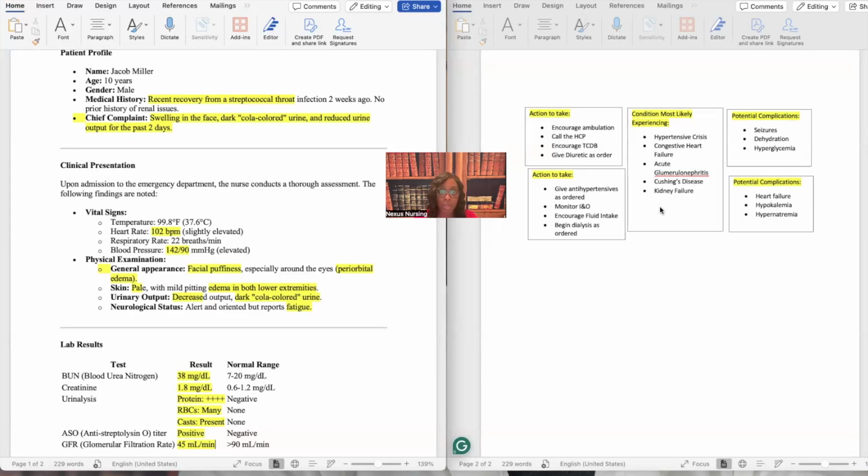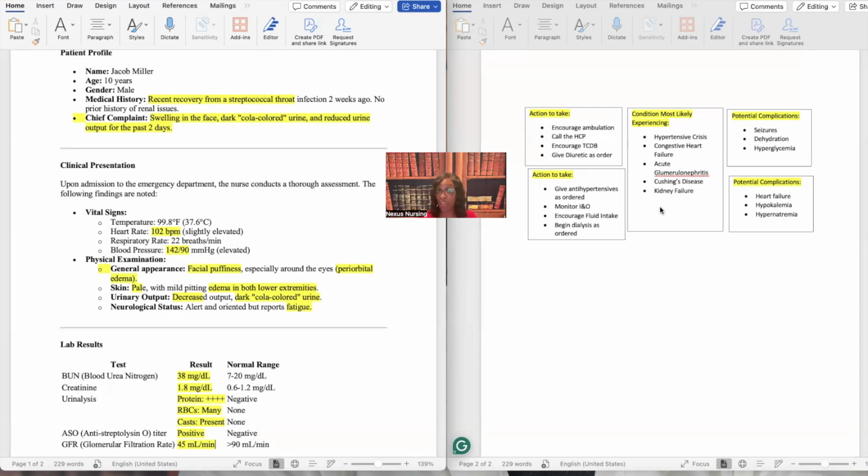The first box, here are your choices. Encourage ambulation to decrease edema. I didn't have enough room to type in to decrease edema, so I just put encourage ambulation, but I meant to decrease edema. Call the healthcare provider, encourage the patient to turn, cough, deep breathe, and give a diuretic as ordered. What would you choose?